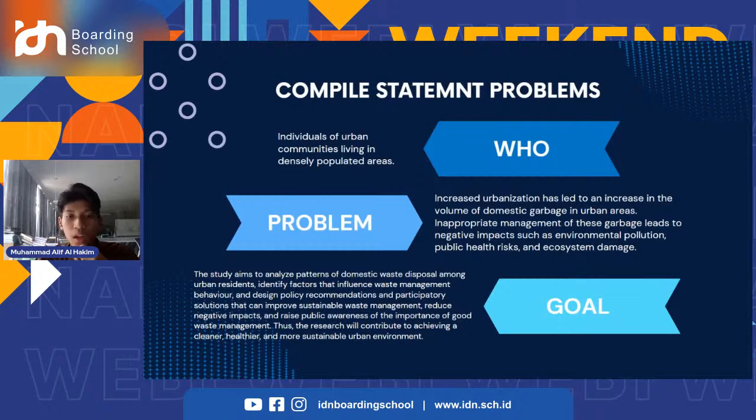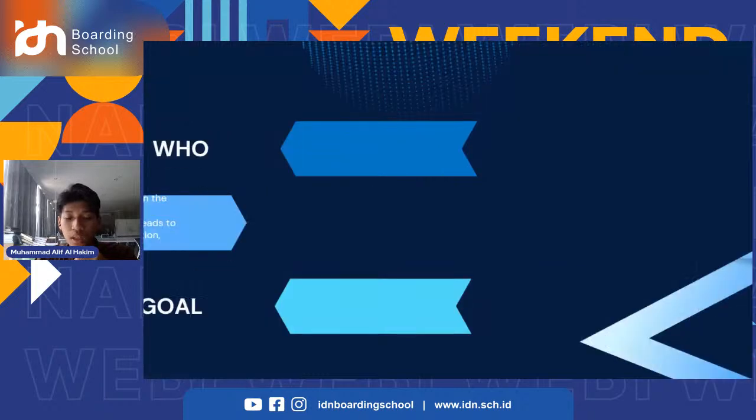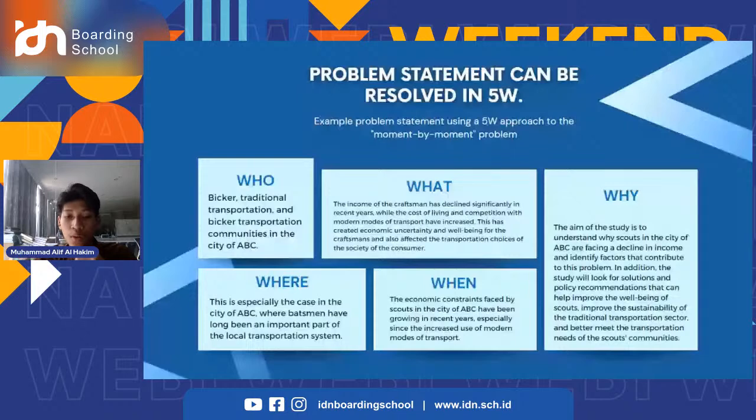The next: the problem statement can be resolved in 5 Why. Example problem statement using a 5 Why approach to the moment-by-moment problem. One, who? Becak, traditional transportation, becomes a problem in the city of, for example, a city of ABC. For this example, the normal transit is the becak.